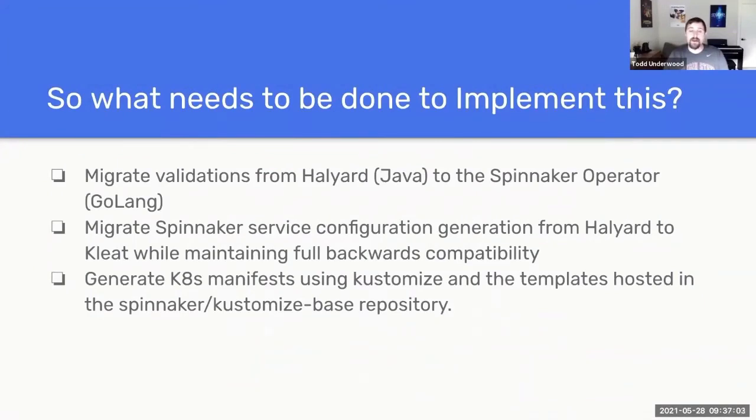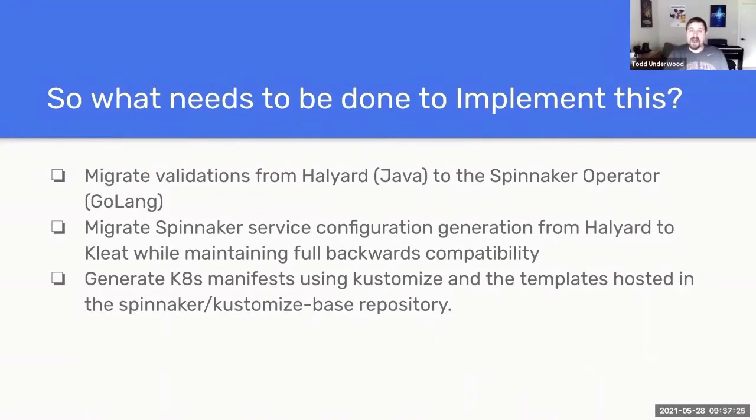The first thing is to migrate those validators from Halyard, which is written in Java, to the Spinnaker operator written in Golang. This is a pretty easy lift and shift, but there's going to be some language translation that needs to happen for the logic to function properly. After that, we need to migrate the Spinnaker service configuration from Halyard to Cleat.